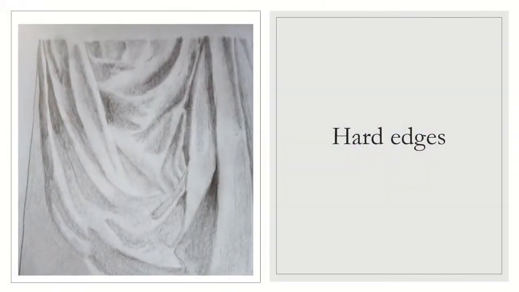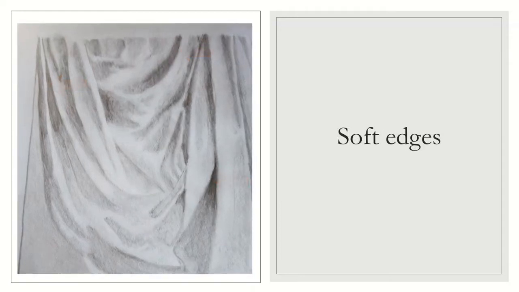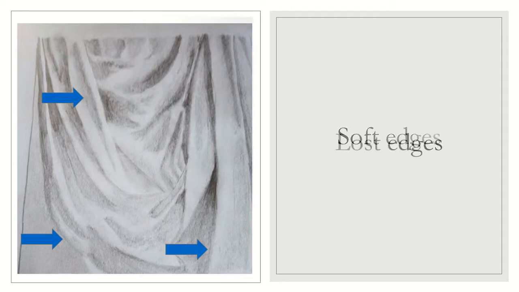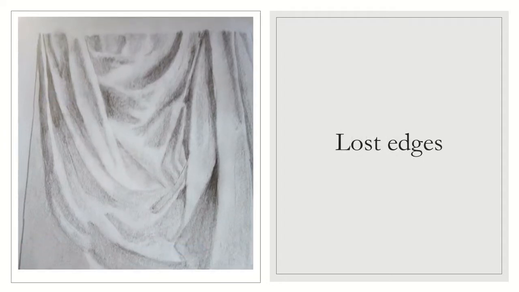Okay, so hard edges are created with strong contrast between dark and light values next to each other. The higher the contrast, the sharper the edges. Soft edges, on the other hand, are created with less contrast between adjoining dark and light values. With soft edges, they fade out gradually and seamlessly to grow darker or lighter. There's no sudden change.